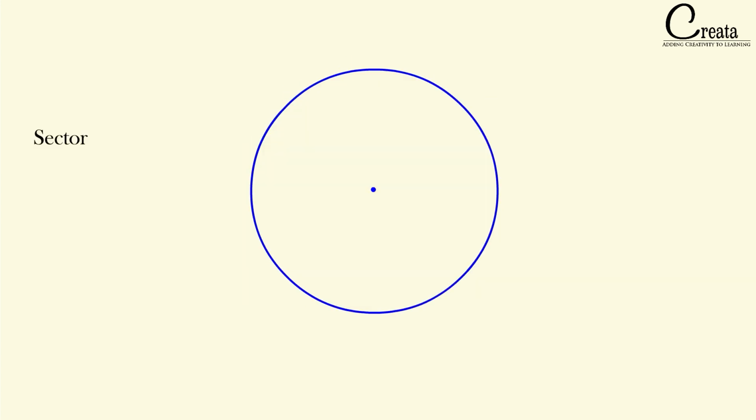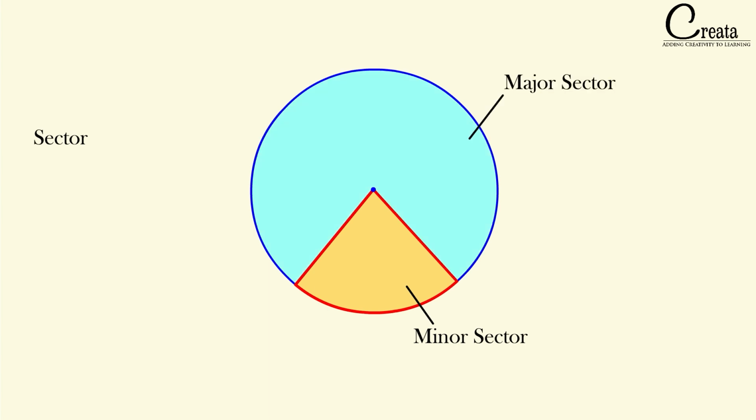Further, move to the sector. This is a sector, the pizza slice portion. Take the 2 radii and the arc, it will form the minor sector. This is the minor sector and this big one is the major sector.